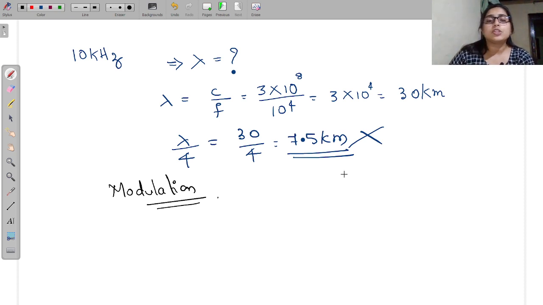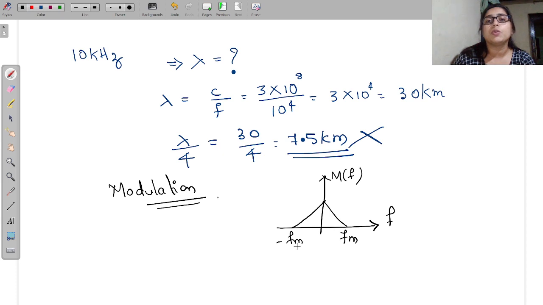Actually, before studying communication, you should know about signals and systems, that is, the Fourier transform. Suppose this is my frequency spectrum. This is my baseband signal, M of f, and this is the frequency axis. Suppose this is fm and this is minus fm. This is the Fourier transform of m of t. So this is the frequency spectrum of the signal.